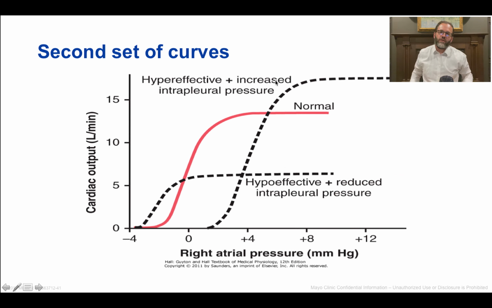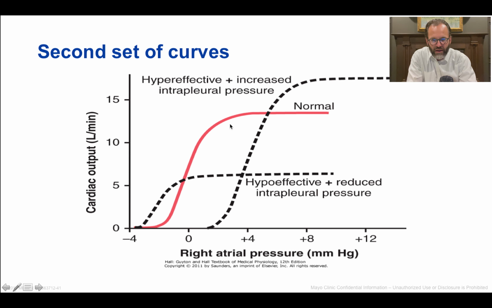So if we start to look at other curves here now, you can see we've got a second set of curves. Again, right atrial pressure is on the x-axis, cardiac output on the y-axis. Now we're looking at a normal curve in red, and a rather complicated combination here. We've got a hyper-effective heart with an increase in intrapleural pressure.